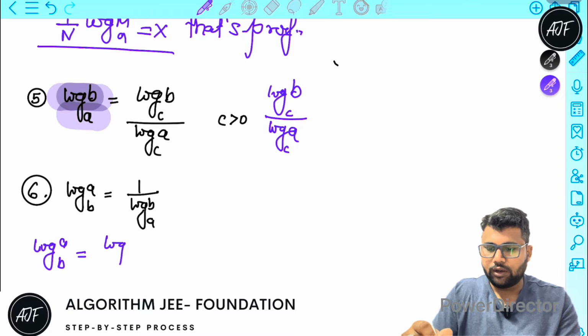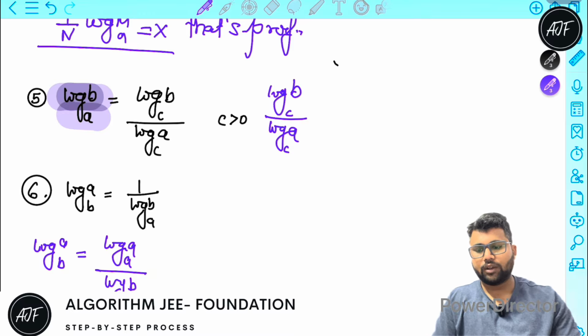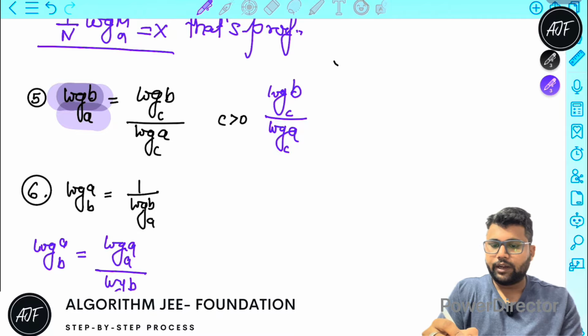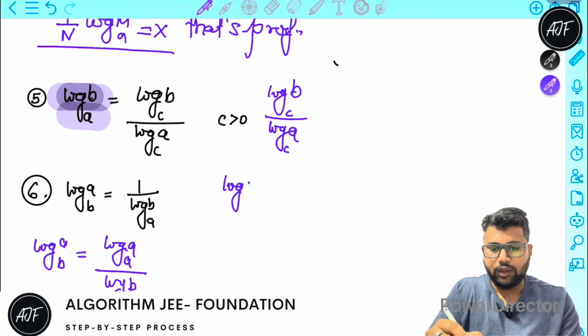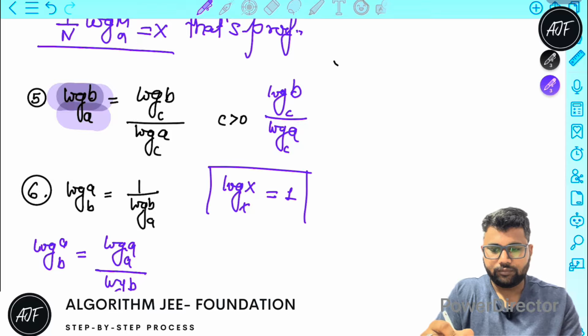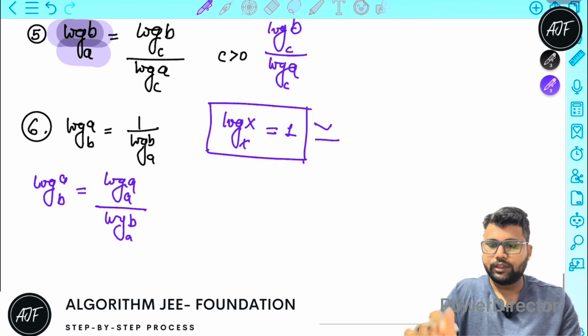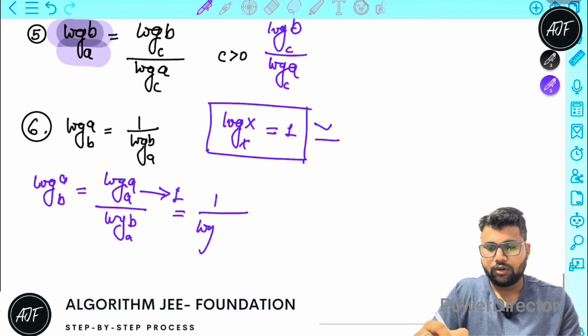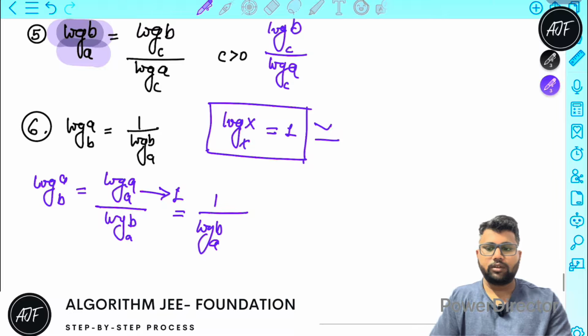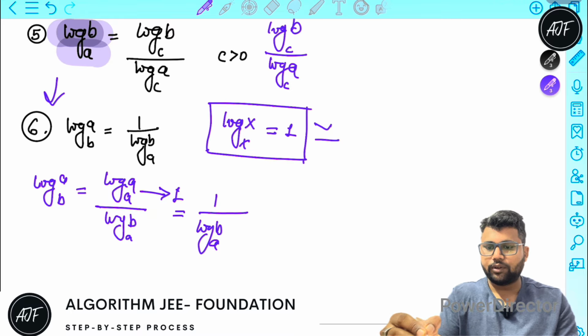Suppose you use log a upon log b, after that use the base a for both. Now you see one more property is used. If the log value and log base are the same, then the answer is 1. This one is also a property, I will discuss it after this. So now this one is directly 1, and the remaining is 1 upon log b base a. It's simple. So this one is also part of this.